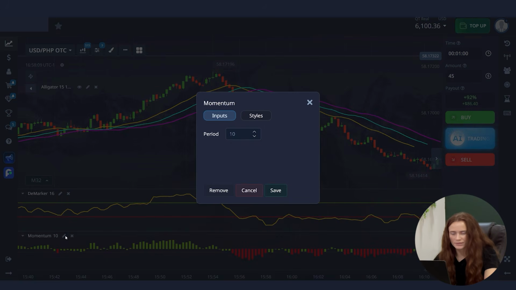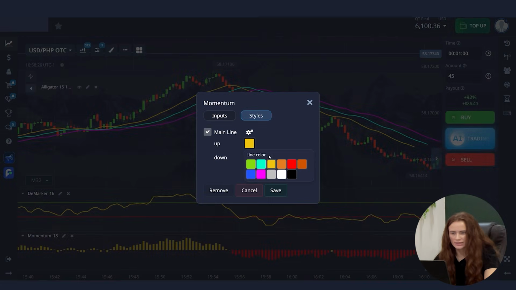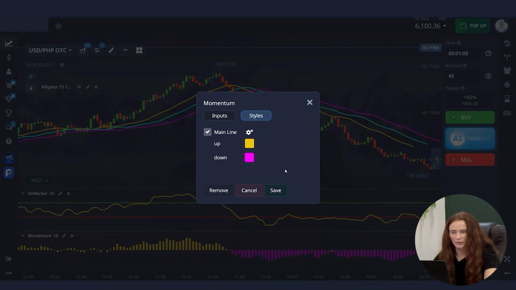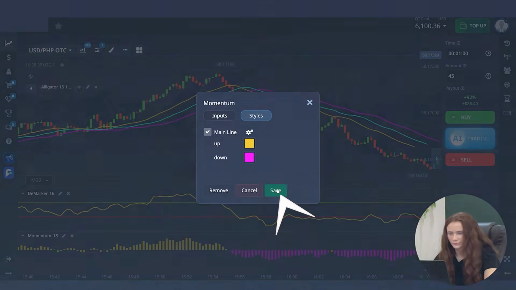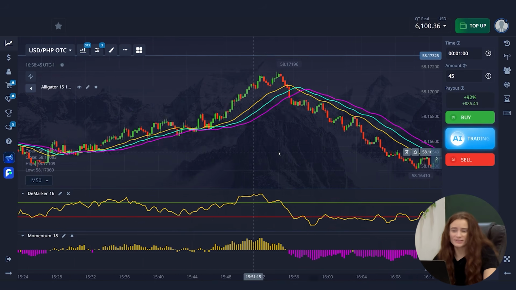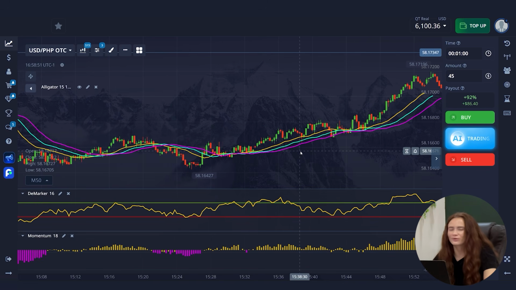And now the momentum indicator. I increase the period to 18 to remove the extra signals of the indicator. In the style settings, the color of line up will be yellow and line down will be purple. And that's it. The setup is complete. Now I will start opening trades and tell you in detail about the strategy and the indicators. I'm sure that you will like the strategy and you will often use it in your work.